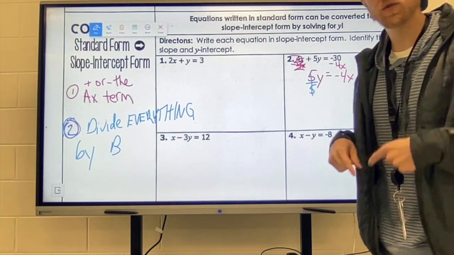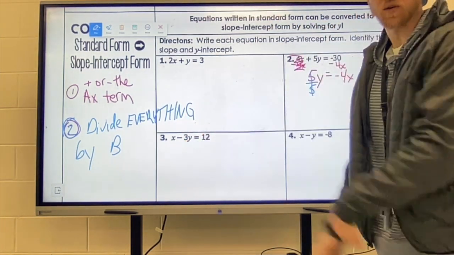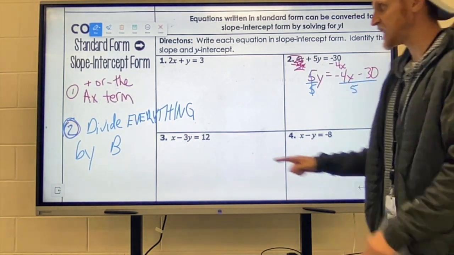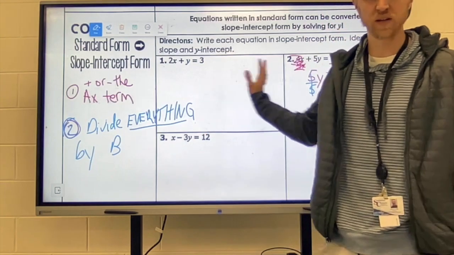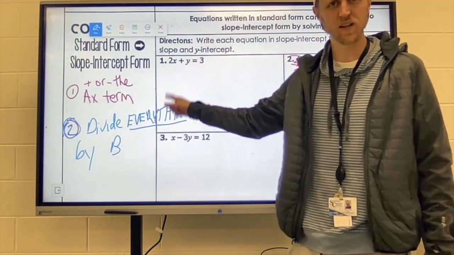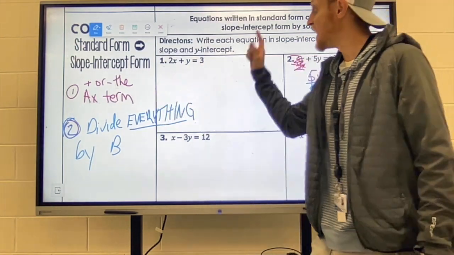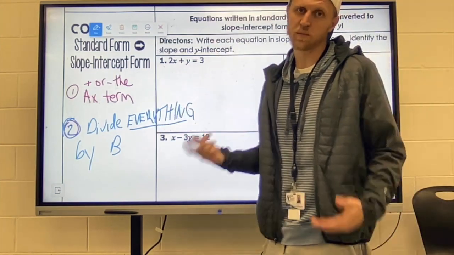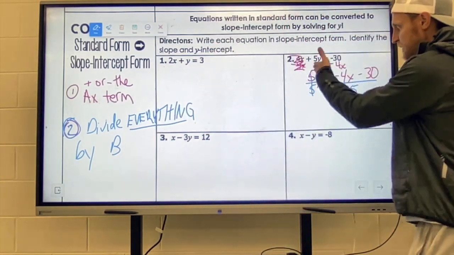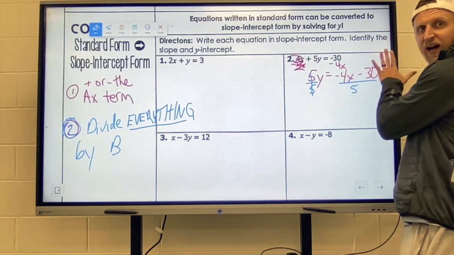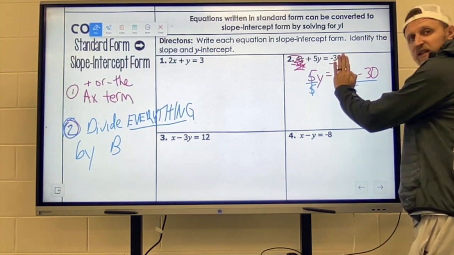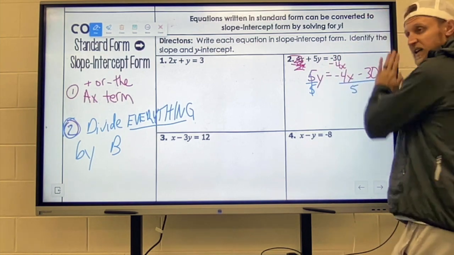And then you always want to do the same thing to the other side of the equation as well. So we're also going to divide all of this by 5. Now notice I said everything. I put it in all caps and I ruined everything by, everything. Get it? Ruined everything with everything. I put it in all caps because this is the part that a lot of people miss. When I'm dividing by 5 on this other side, I've got to divide all of it by 5. That means I've got to divide the negative 4x and the negative 30.